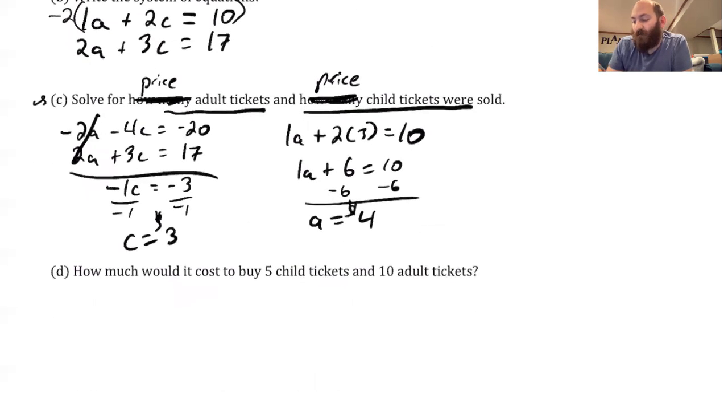How much would it cost to buy 5 child tickets and 10 adult tickets? So 5 child tickets, we're going to do 5 times 3 is going to give me $15.